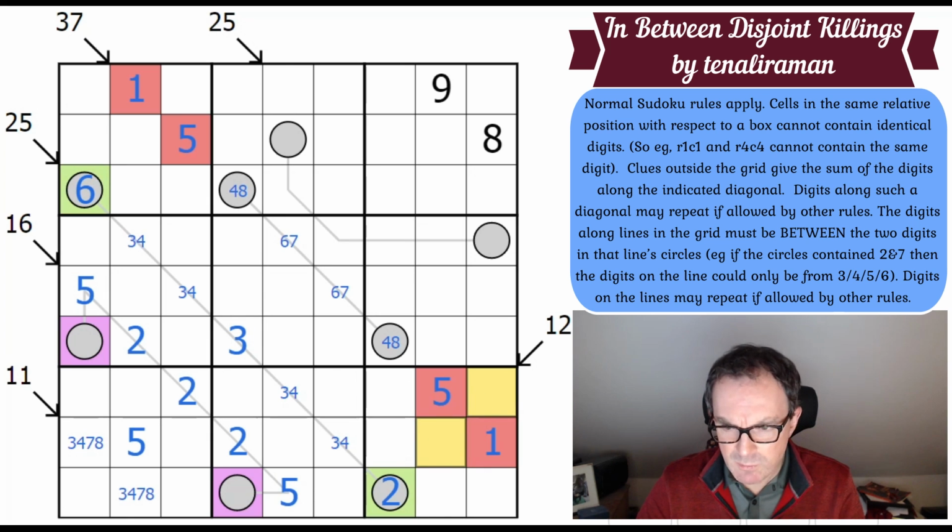3, 7, or 4, 6. I don't know anything about 3s, 7s, 4s, and 6s in those positions. If they were there, I would. But now, it looks like I've got to just finish the puzzle using this diagonal, which is a 25 diagonal, and this between line that I don't think I know very much about.